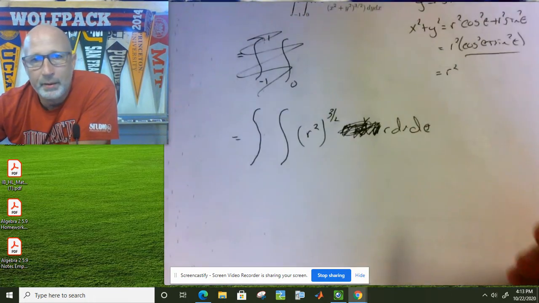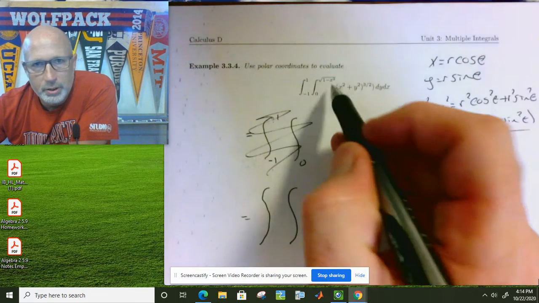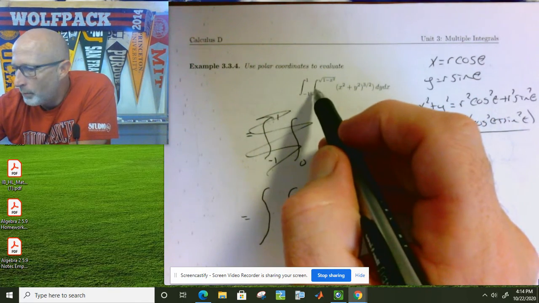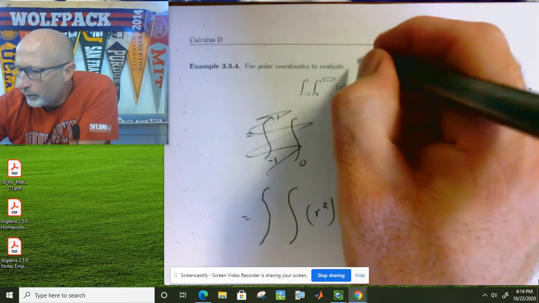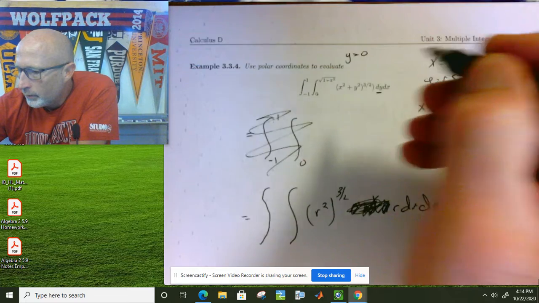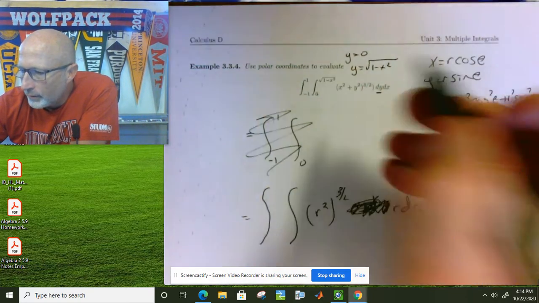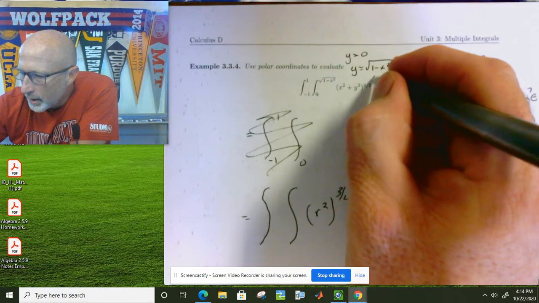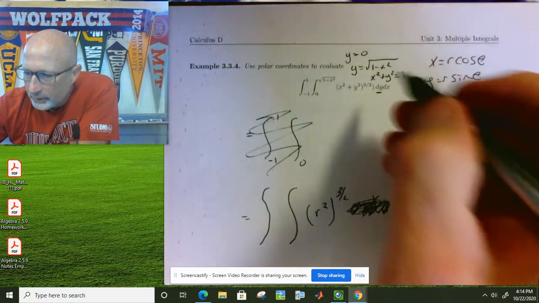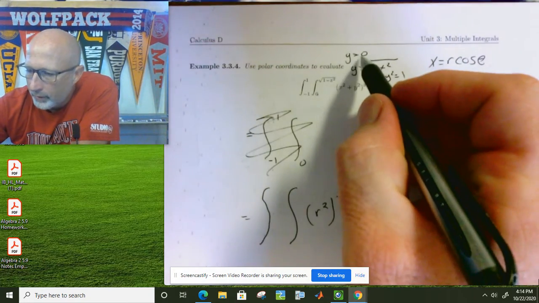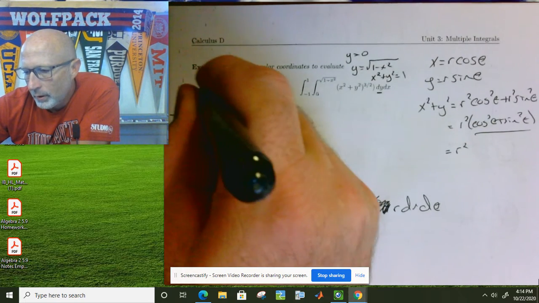Okay, now what about my limits? In order to do my limits, I need to know what this region R is going to be. So my y values are going to go from y is equal to 0 to y is equal to the square root of 1 minus x squared. If you square both sides and rearrange that, you get x squared plus y squared is equal to 1. So that's just a circle, but it's only going from 0 to there. So what it's really talking about is a semicircle up here on the top.